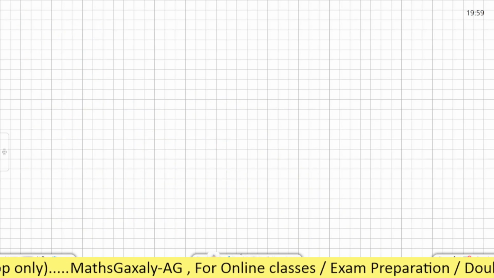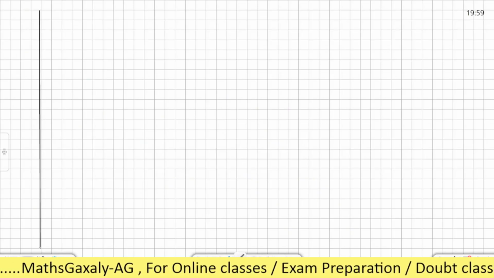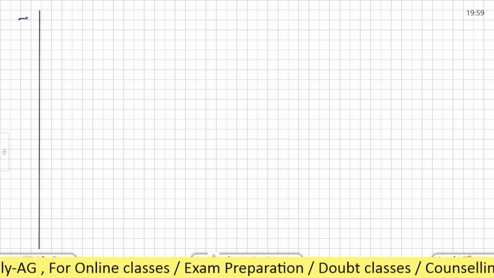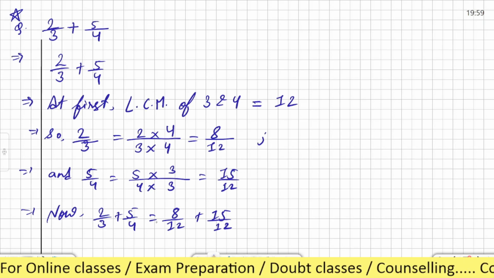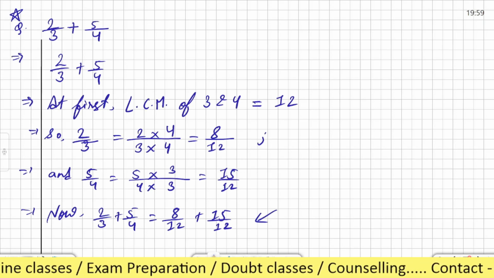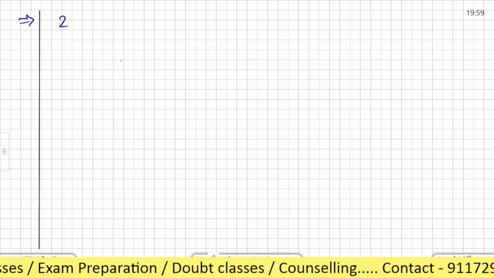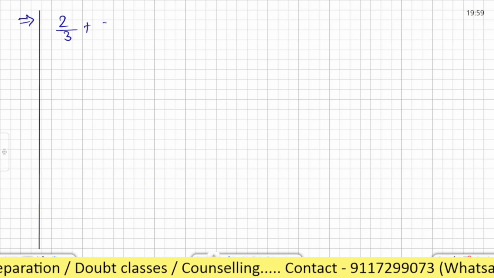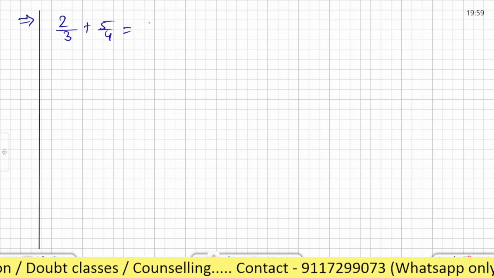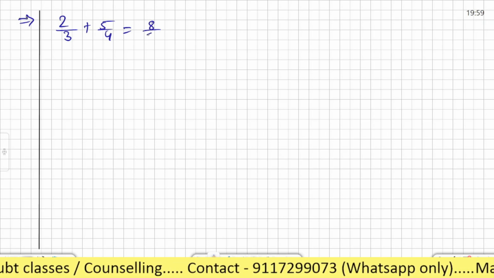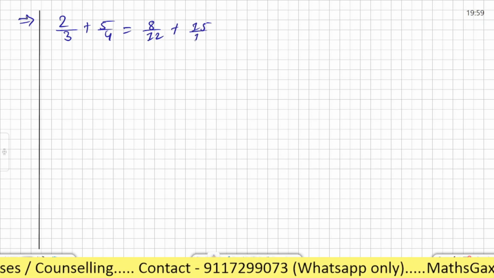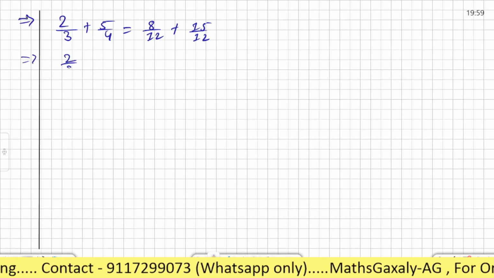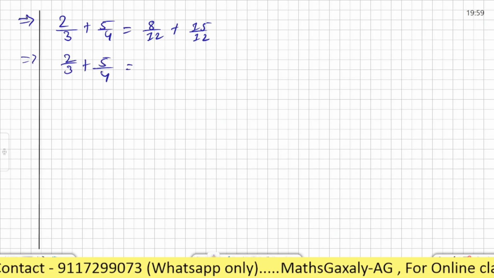I am doing it here. Here I will write the last step again, but you have to write this only one time. So it is 2 by 3 plus 5 by 4, right? Here we got 8 by 12 plus 15 by 12, right? You have to write this line only one time. The left part we will continue as it is. We just have to solve in the right part.